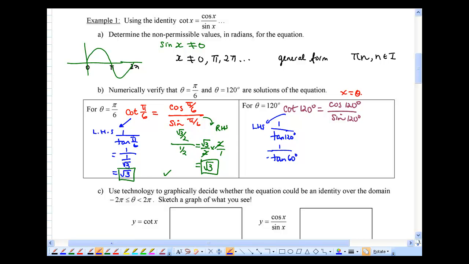Hope this stuff is good for you. This was from chapter 4. Tangent 60, I believe, is just root 3. So all I have here is negative 1 over root 3. Do the same thing with the right-hand side.